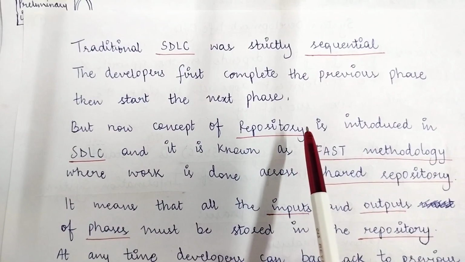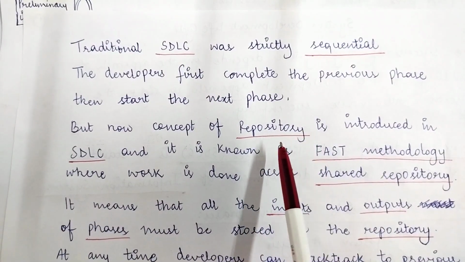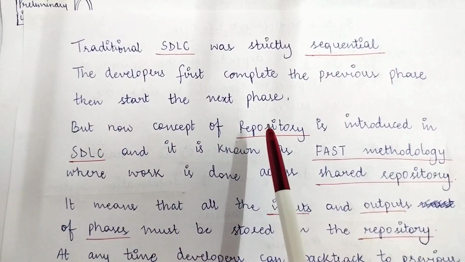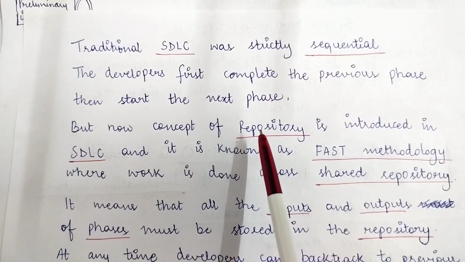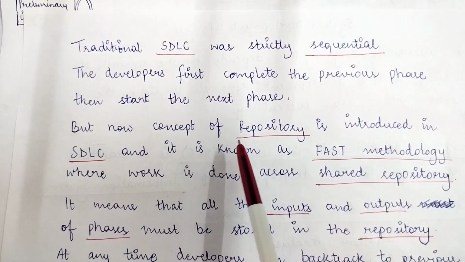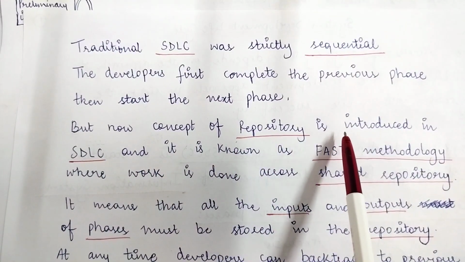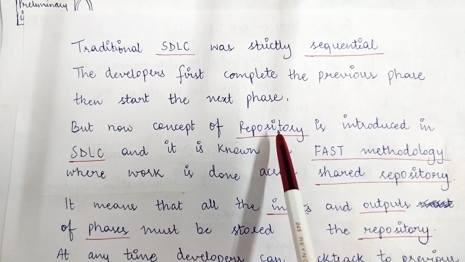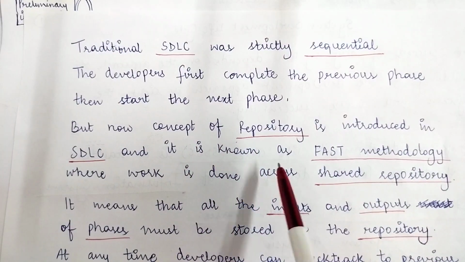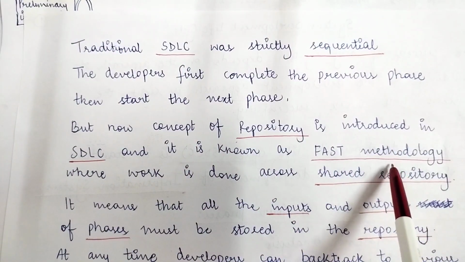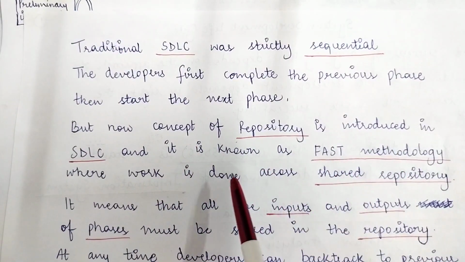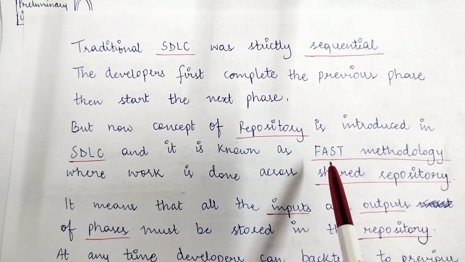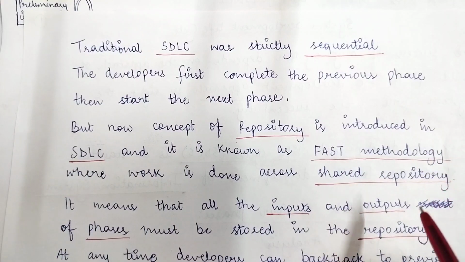Repositories are kind of backup systems wherein you can store the data. Or you can also say a repository is like a database wherein you can store a collection of data. So this new concept of repository is now introduced in SDLC, and it is known as FAST methodology. In this FAST methodology, work is done across a shared repository. You have a repository, and that repository is shared.